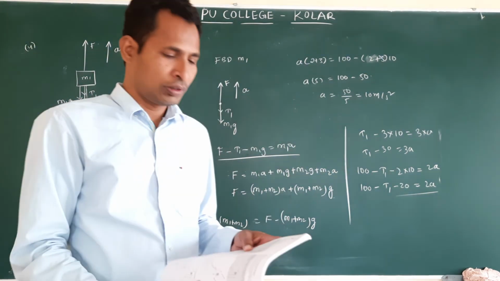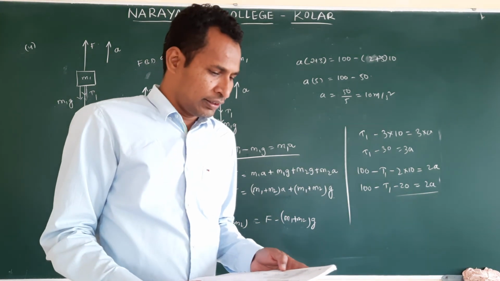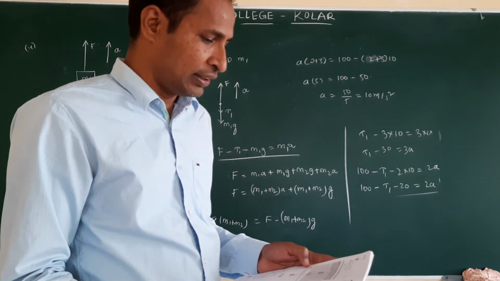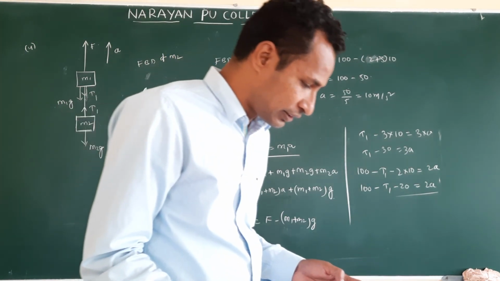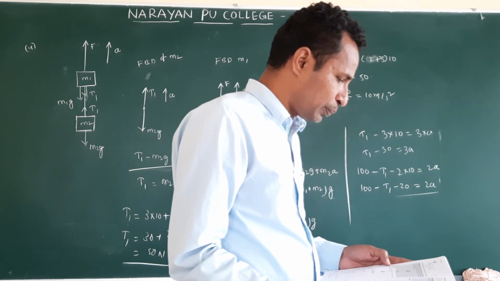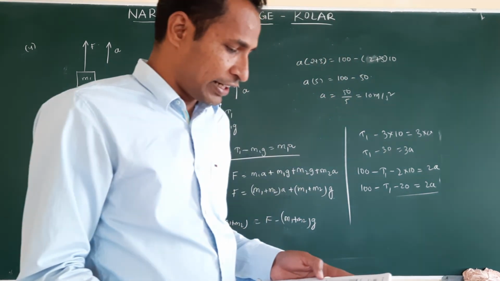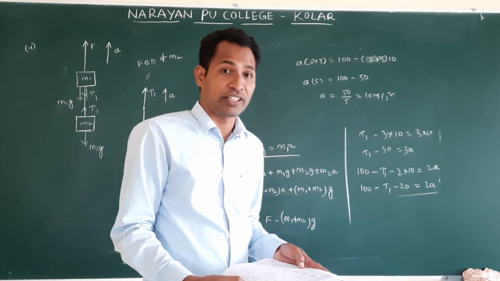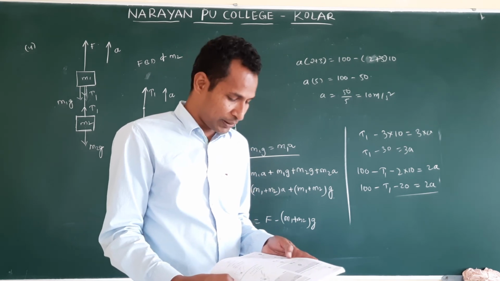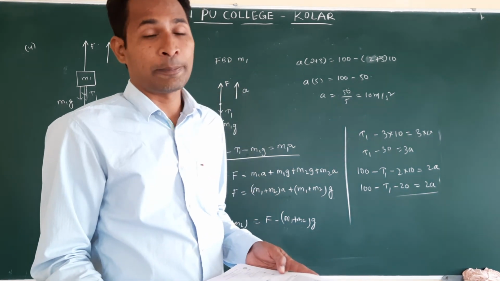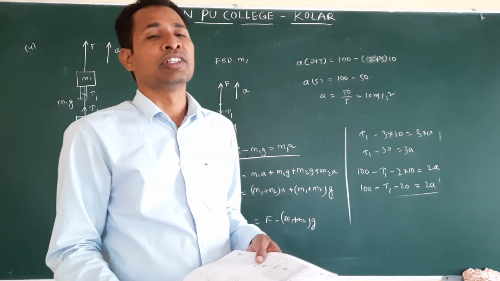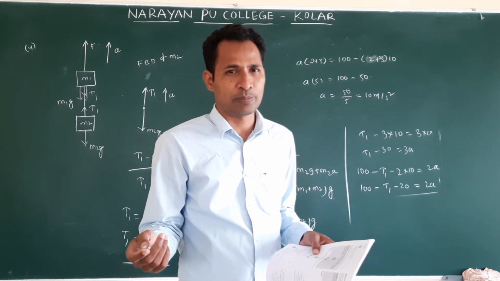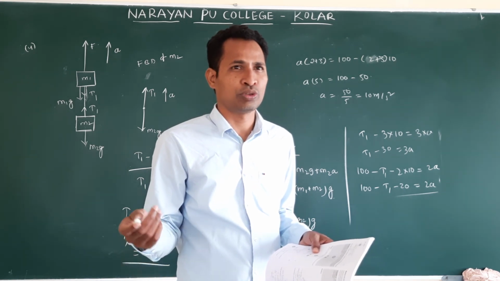Right? See example 5. In the arrangement shown, find the acceleration of each block, tension in the string and reaction in the pulley. The string and pulley are light. M1 is greater than M2. Already we have done this question in the exercise problems. The acceleration formula I have given is (M2 minus M1)G by (M1 plus M2). Tension formula is 2M1M2G by (M1 plus M2).